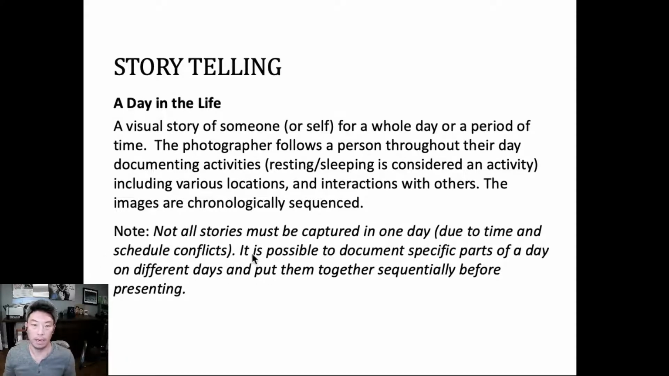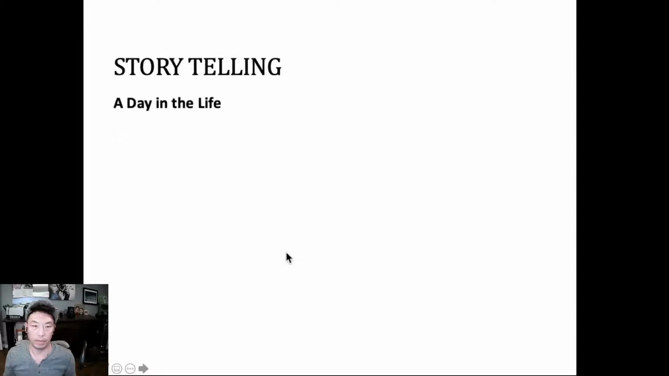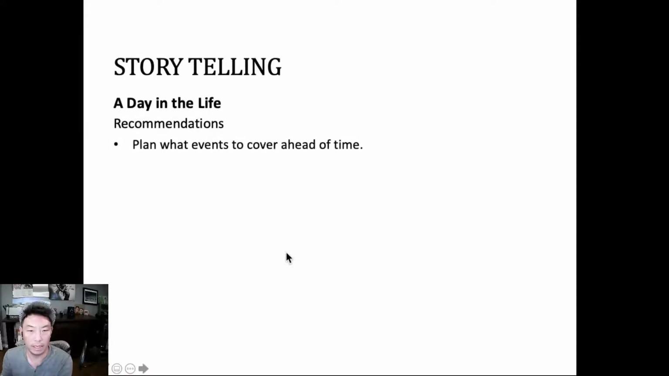Okay, so what I recommend is to plan what events you want to cover ahead of time. So let's take something really basic like meals, breakfast, lunch, and dinner. Maybe you want to at least plan for those occasions. And it's not necessarily them eating it, maybe they're preparing it, cooking it, or making food for somebody. Okay? Those are examples of something you could think of ahead of time of what you want to cover.